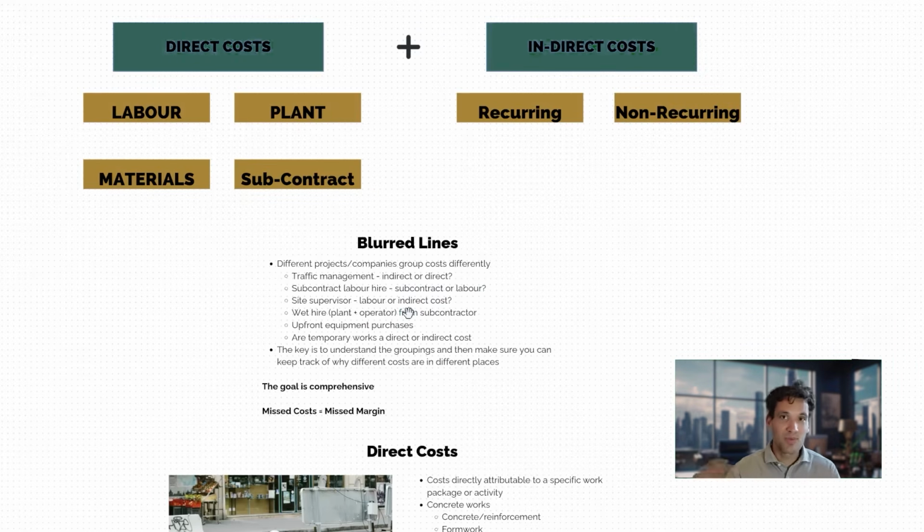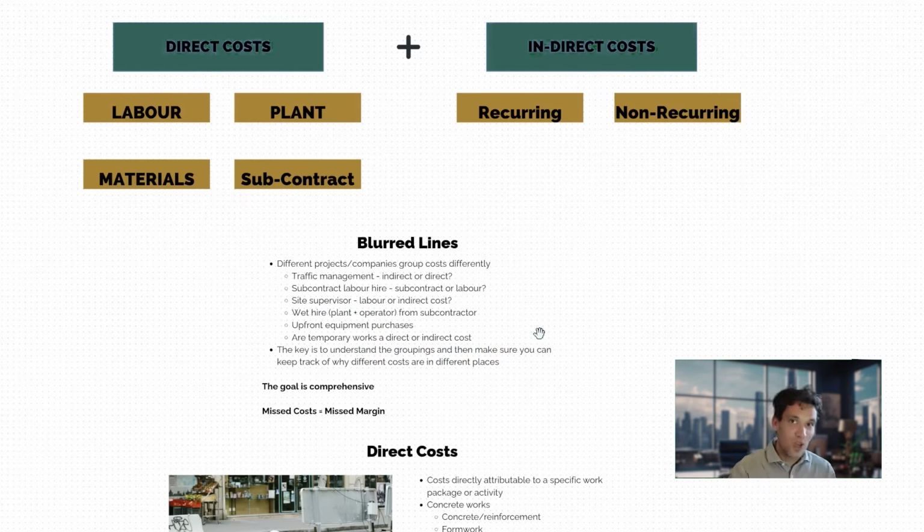For example, traffic management, you could cover that as an indirect cost because it's not directly related to a specific construction activity, or you could include it in your direct cost budget. Subcontractor labor hire, you could call a subcontract cost or you could call a labor cost. A site supervisor might be categorized as a direct cost, might be categorized as an indirect cost. Different companies deal with upfront equipment purchases differently. They might charge the whole lot to the project, or they might choose to accrue it. Or temporary works, for example, might be included in the activity cost or the indirect cost.